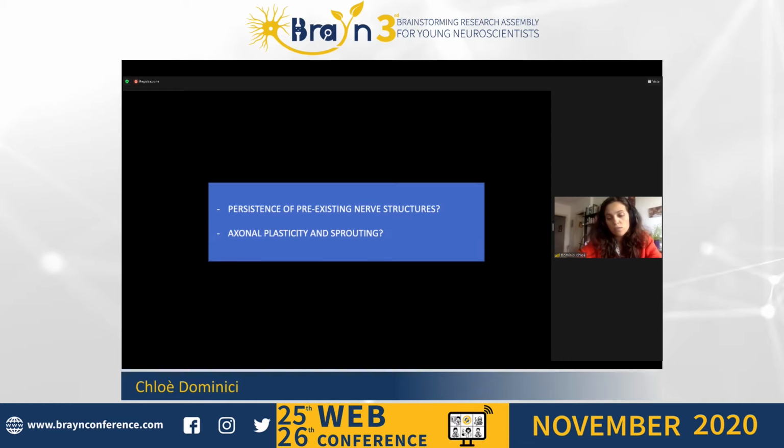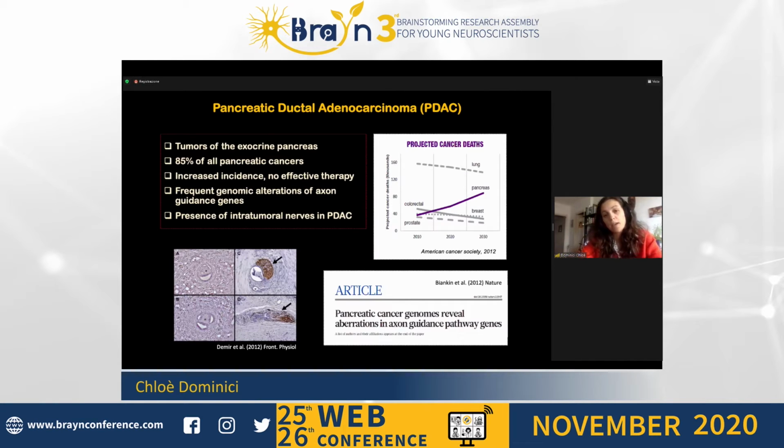To answer these questions, we chose to look at pancreatic cancer, more especially pancreatic ductal adenocarcinoma, called PDAC, which is a tumor of the exocrine pancreas. There is an increase of its incidence, and there is no effective therapy for this cancer. Also, there are some axon guidance alterations in this cancer. As I showed previously, there are nerves inside the tumor, and it has been proposed that the tumor is able to form new nerves.